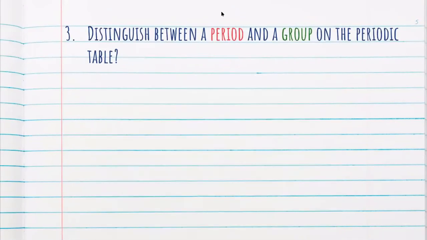Question 3 asks, what's the difference between a period and a group? Well, the simple answer is what we call our rows in the periodic table. Those are our periods. Now, if rows are periods, what do we call columns? Well, columns are our groups.